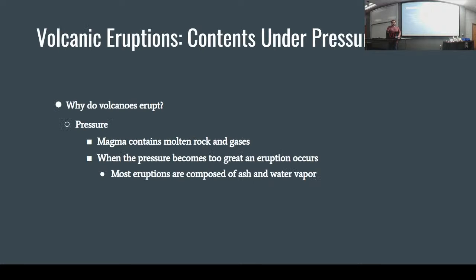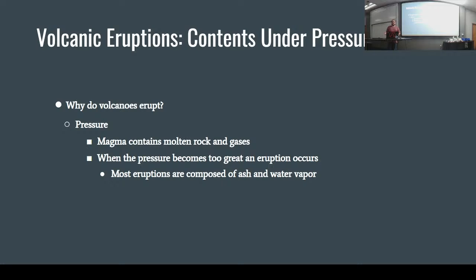All right, so we're going to get into volcanoes now. So before we talk about the types of volcanoes or what type of magma they have, first let's get into why volcanoes erupt. So to put it simply, it is pressure. But to go more in depth, magma often has dissolved gases within the molten rock. So eventually, when pressure becomes too great, an eruption occurs.